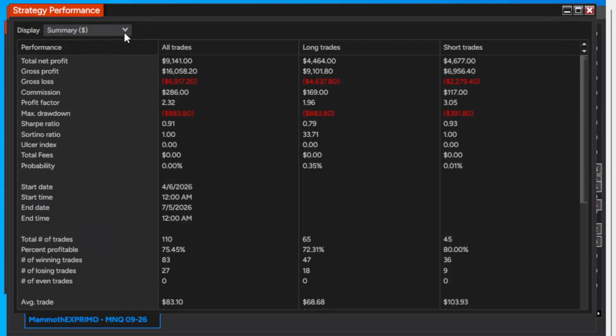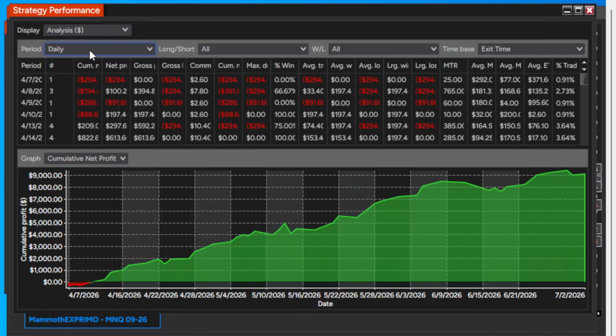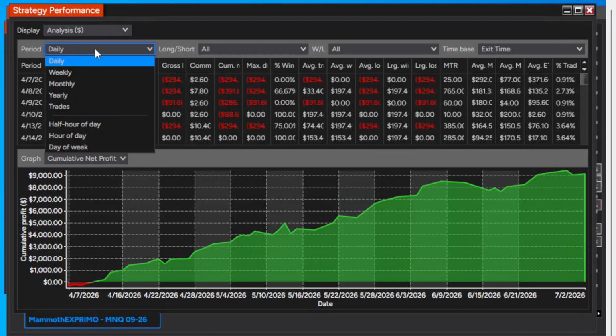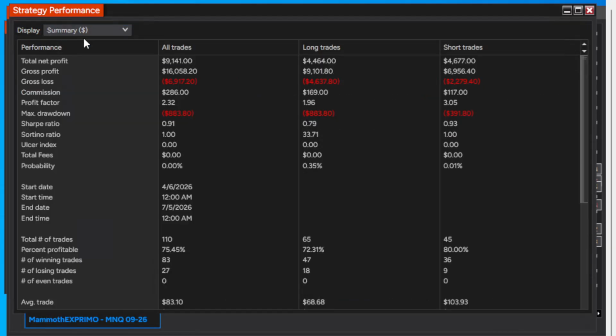It's an acceptable result. But again, if it starts trending down, then you have to optimize the settings again. So this is the summary of the performance of the strategy.